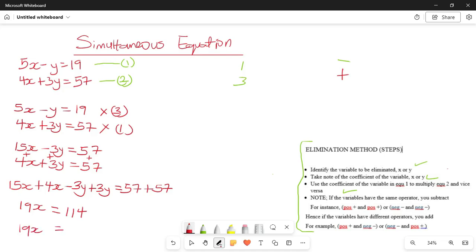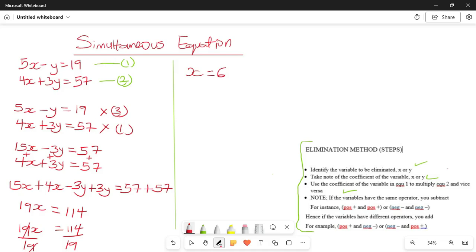Dividing by 19, we get x equals 6. So we got the value of our x. What we are going to do now is to substitute this value into any of our equations. I'm going to make use of equation 1.